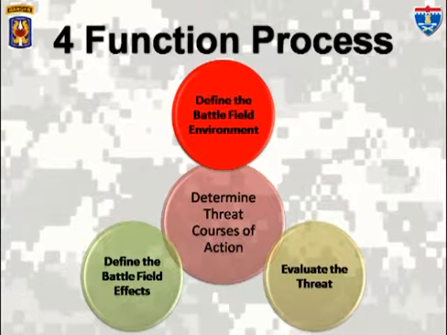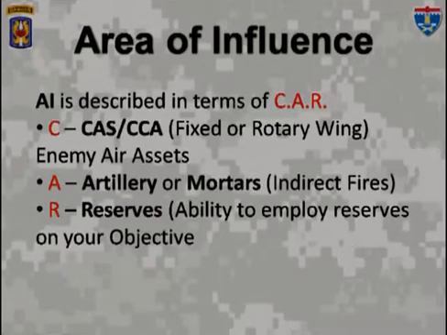The next term we will discuss is the area of interest, or AI. This is a geographical area that will include threats or characteristics of the battlefield environment which will significantly influence the accomplishment of your mission. We describe the AI in terms of the acronym CAR. This acronym describes the primary characteristics that we look at for our terrain analysis. The C is referring to enemy air assets, both combat air support and close combat attack, be they fixed wing or rotary wing. The A is referring to indirect fire weapons, such as artillery or mortars. And lastly, the R is describing reserve forces which the enemy commander has the ability to employ on our objective.